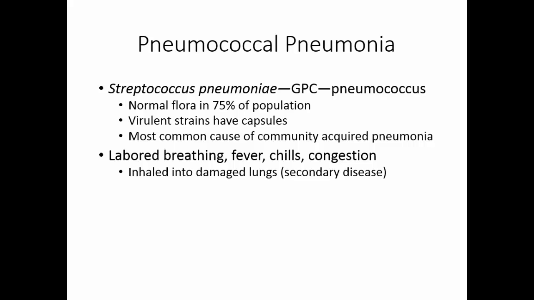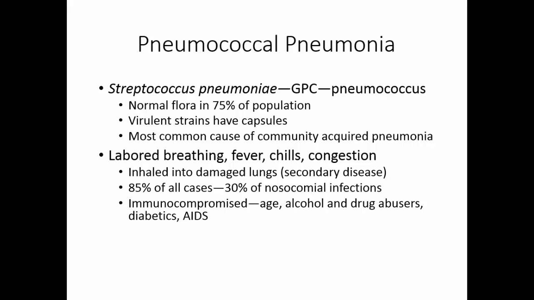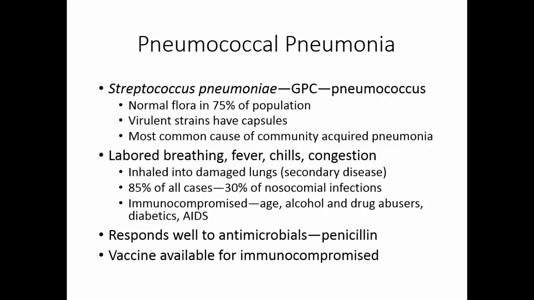Pneumococcal pneumonia is usually a secondary kind of disease. The pneumococcus is inhaled into lungs that are already damaged by something else, maybe influenza. Pneumococcus is responsible for 85% of all cases of bacterial pneumonia and 30% of nosocomial pneumonia. The usual suspects are most likely to get pneumococcal pneumonia: those that are very young, those that are very old, people who abuse alcohol and drugs, diabetics and other people with chronic conditions, and of course individuals who have AIDS. Pneumococcus responds very well to antimicrobials, particularly penicillin. For the immunocompromised population, there is a vaccine available.